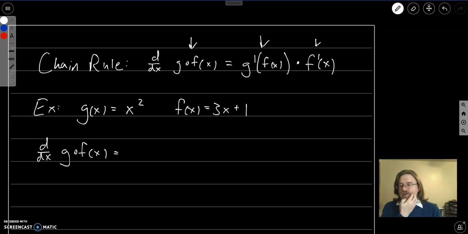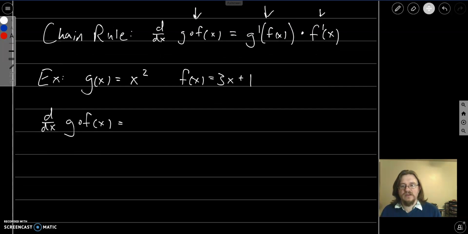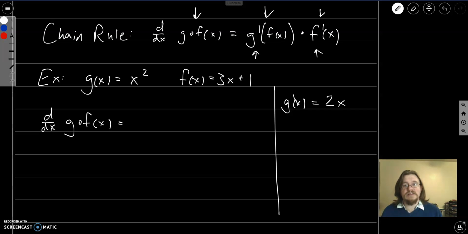So let's try that with this guy here. What you'll notice is that if we want to take the derivative of g composed with f of x, we need to know the derivative of g and the derivative of f. So let's do that over here to the side. If g of x is x squared, the derivative, using the power rule, I'll bring the 2 down, and it's just going to be 2 times x.